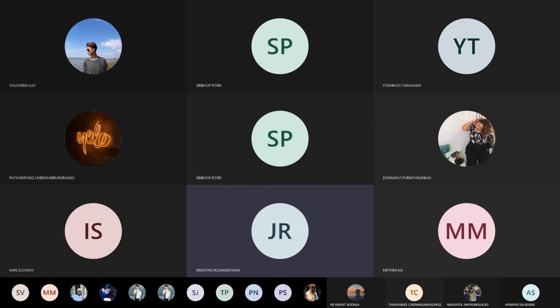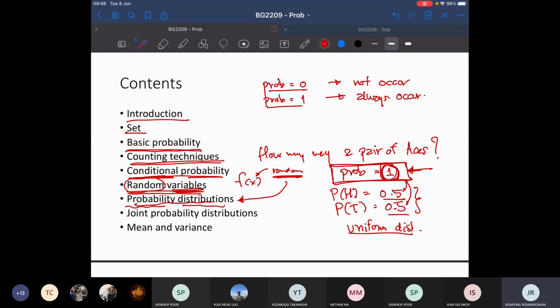distribution. Okay, and we have a bunch of distributions: Poisson, exponential, binomial, and so forth. Okay, don't worry about it yet. Wait until that one. And we are also going to talk about the joint probability distribution. Probability distribution is for one variable, and joint probability distribution will be two or three or four variables.